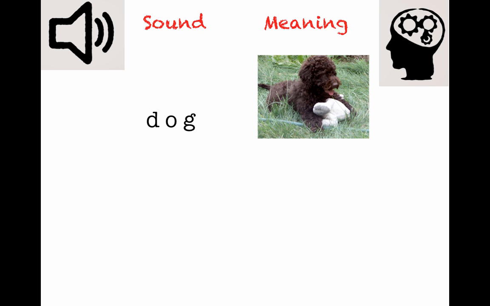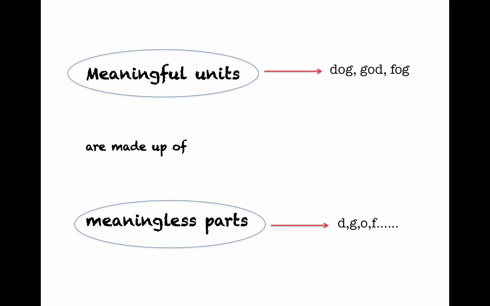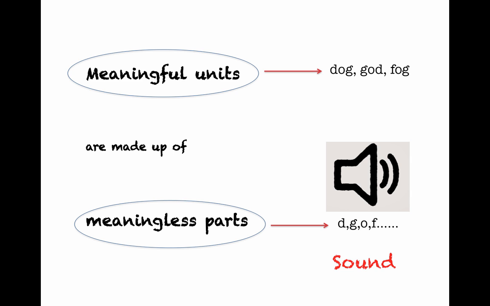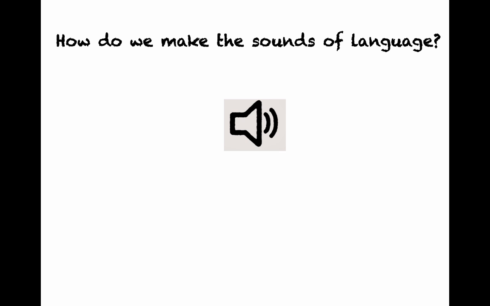But there is nothing about "the" that would be related to dogness, just like there is nothing about "f" that would be fog-like. Remember, that's one of the design features of human language. Meaningful units are made up of meaningless parts, the sounds. And that's what we're going to talk about here. The sounds of language. What are they? And how do we make them when we speak?